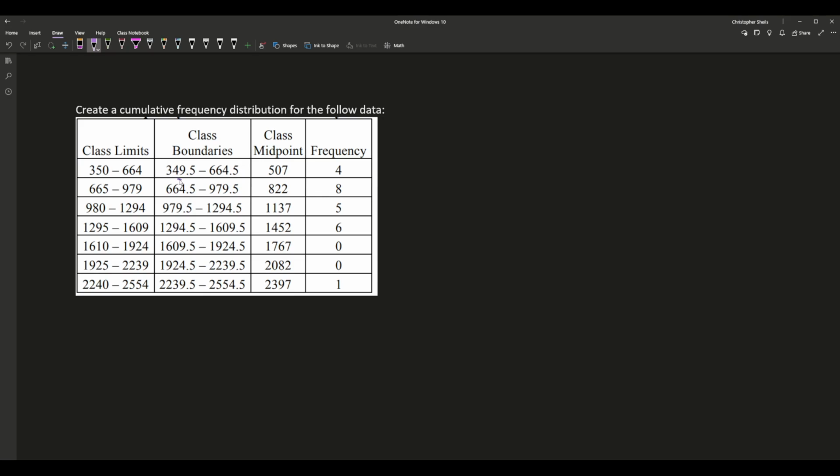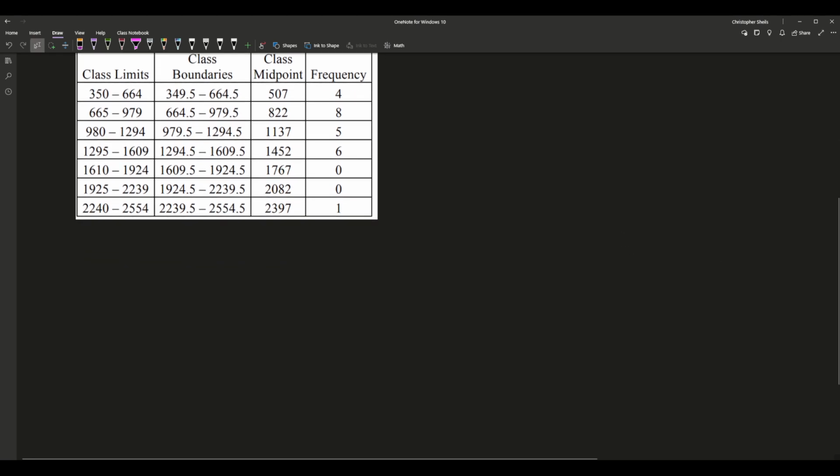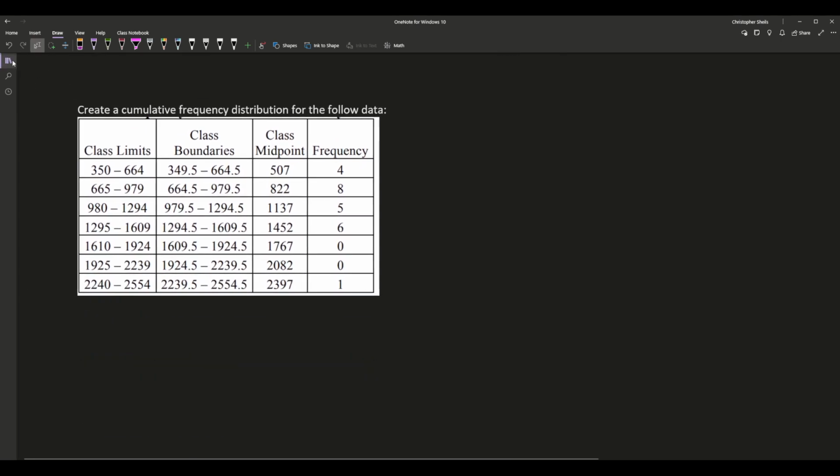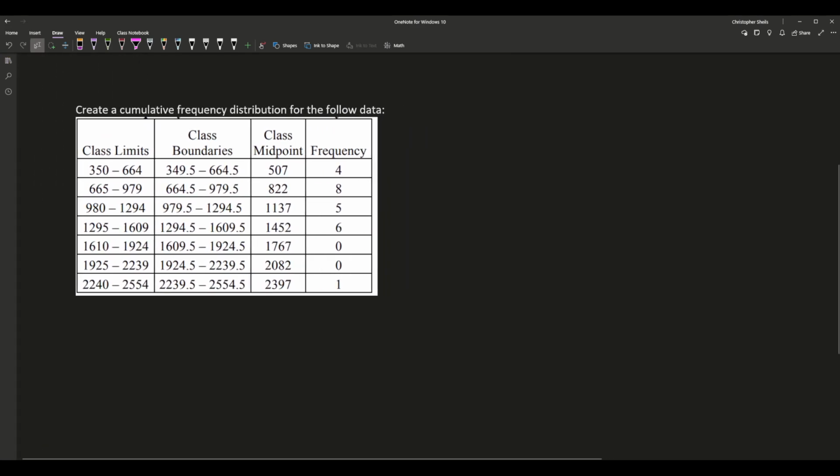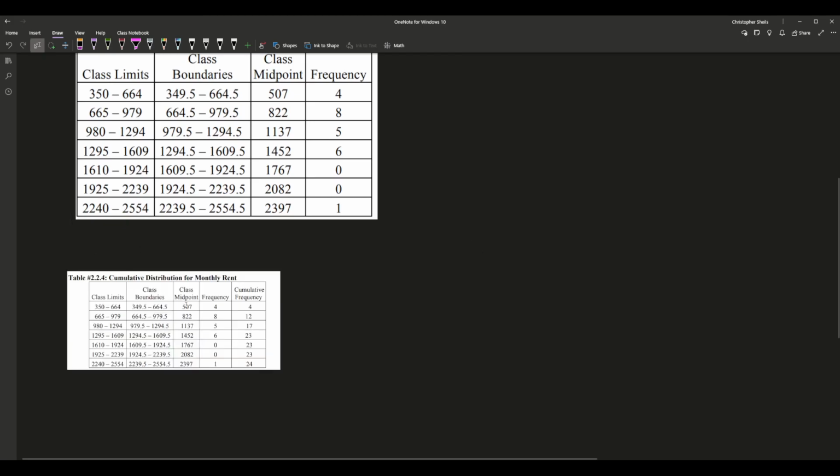Below this next lower class boundary, there are 4 data points. Below 979.5, there are 4 plus 8 data points, which is 12 data points, and so on. We continue this process until we reach the upper class boundary. Let's see, do I have the snippets of our code here? I do not. This is what our table will end up looking like once we create this cumulative frequency distribution.